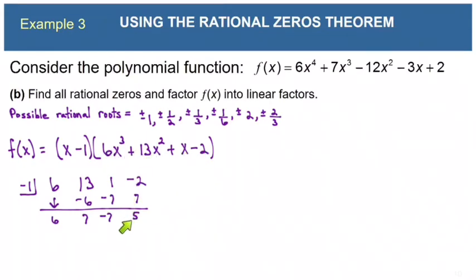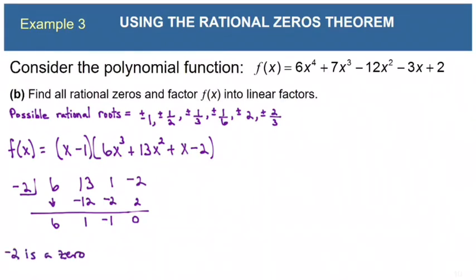And I see that it's not. Negative 1 is not a root. So I'm going to move on to the next whole number in my list, which is positive 2. And let's see if positive 2 works. And no, positive 2 does not work either because I was looking for a 0 here and I didn't get one. So now I'm going to try negative 2. Pull down, multiply, add, multiply, add, multiply, add. And yes, finally, I see that negative 2 is another 0 of this polynomial.